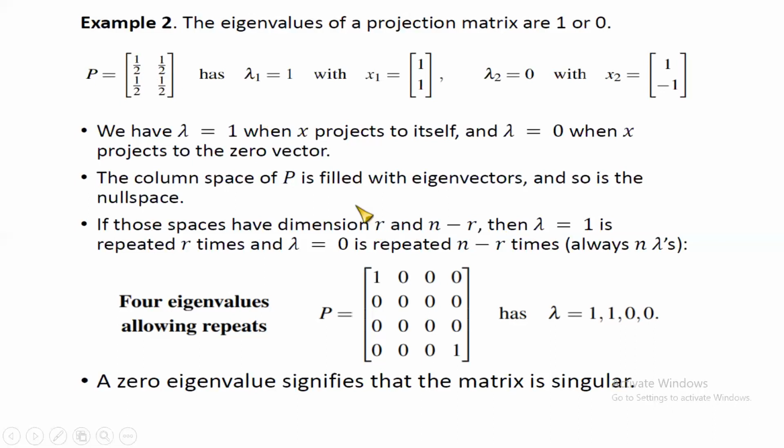So if those spaces have dimensions r and n minus r, then for a general matrix, this is a 2 by 2 P we have taken, you can take a higher order P also. Then lambda equal to 1 is repeated r times, and lambda equal to 0 is repeated n minus r times. For example, for a projection matrix like this, lambda is equal to 1, 1, 0, 0. 1, 1 is a repeated root, and also 0, 0 is a repeated root. So we'll have lambda equal to 0 repeated n minus r times, and lambda equal to 1 repeated r times. A 0 eigenvalue signifies that the matrix is singular.